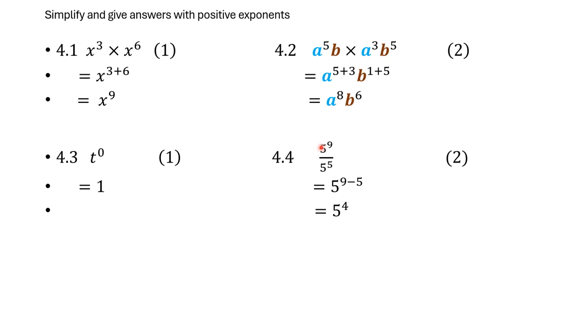4.4, if we divide 5 to the power 9 by 5 to the power 5, second law of exponents, if I divide, I subtract the exponents. So therefore 9 minus 5, because I'm dividing and the bases are the same. 9 minus 5 gives me 5 to the power 4. So 1 mark for subtraction and 1 mark for the correct answer. Alright, let's look at the next problems.